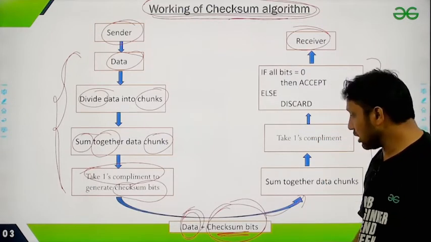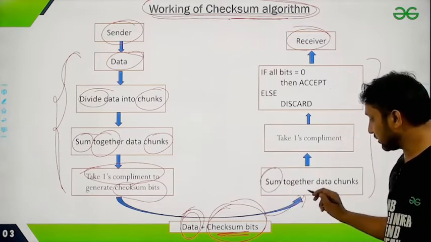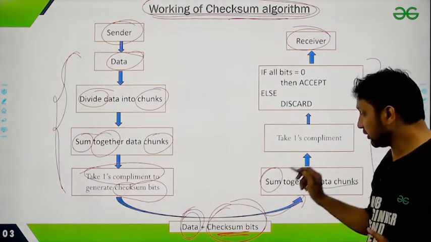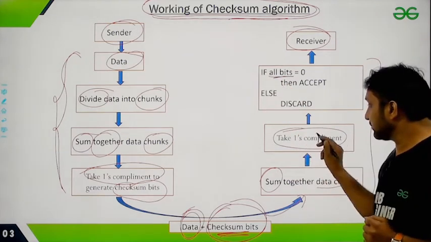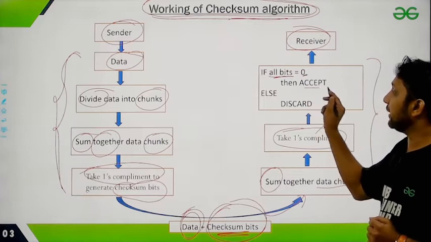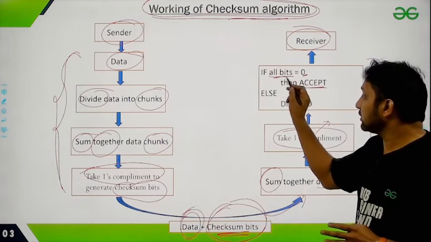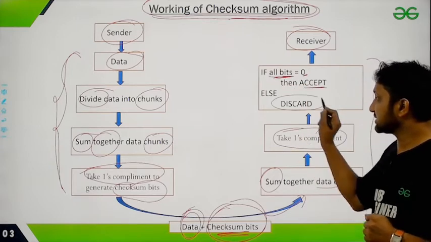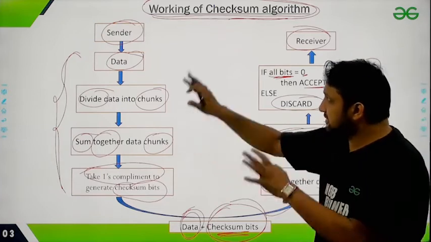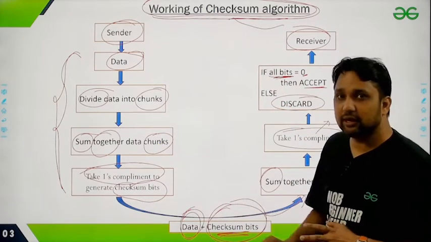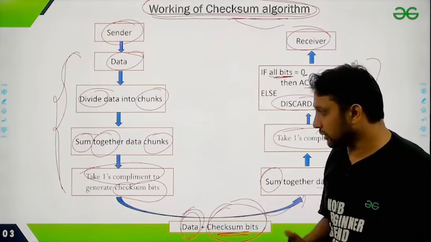Then the receiver also divides the data into chunks and sums together all those data chunks. After summing, it also takes the one's complement, and if all the bits after the one's complement are zero, it means there is no error and the data is accepted. If all the bits are not zero, the data is discarded, meaning some error occurred. This is how the checksum algorithm works. We will explain the same procedure with an example, which will make it clearer.